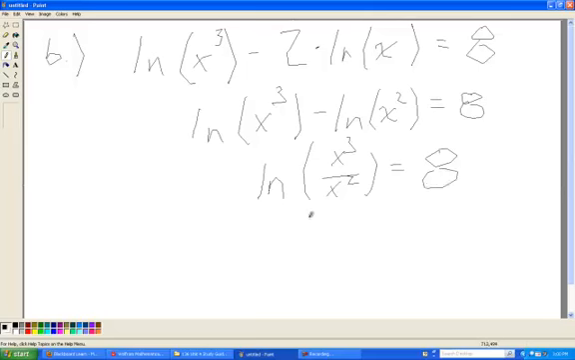Now I've got a simplified logarithmic statement. The natural log of something is equal to its result. Let's go ahead and simplify this to the natural log of x is equal to 8. And now we can simply translate this to x is equal to e to the 8. Right? My base here is implied e. 8 is my exponent, or 8 is my power, and x is the result. So there we've simplified it.